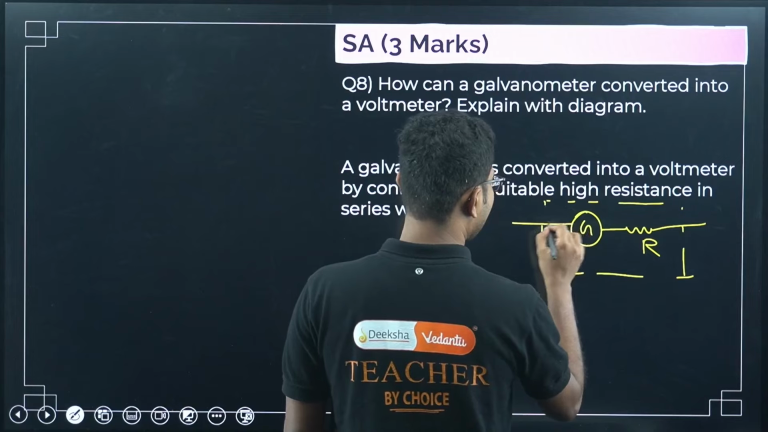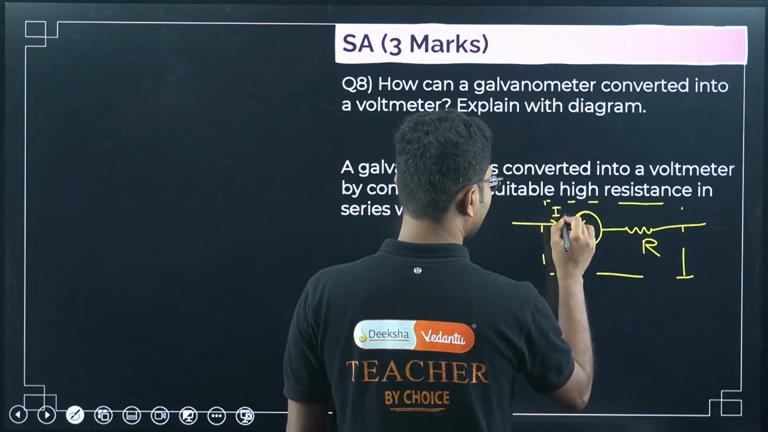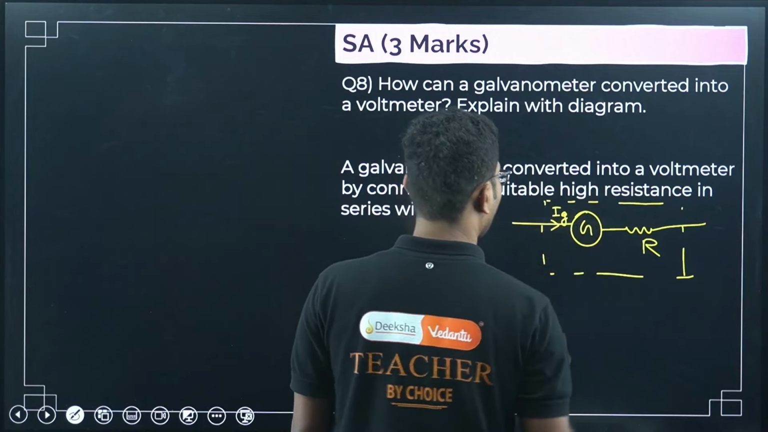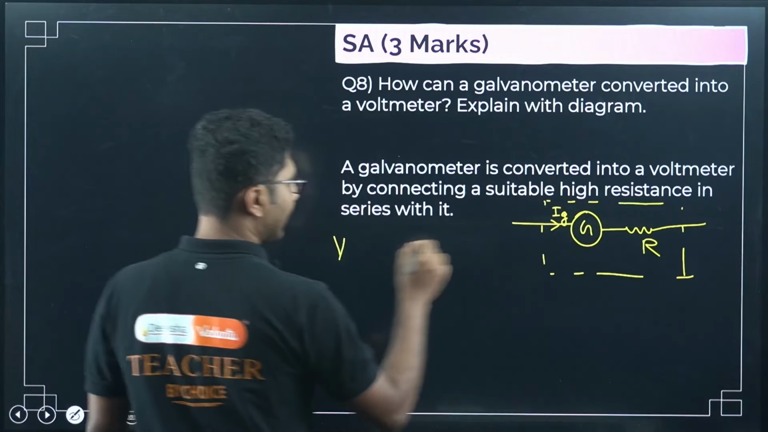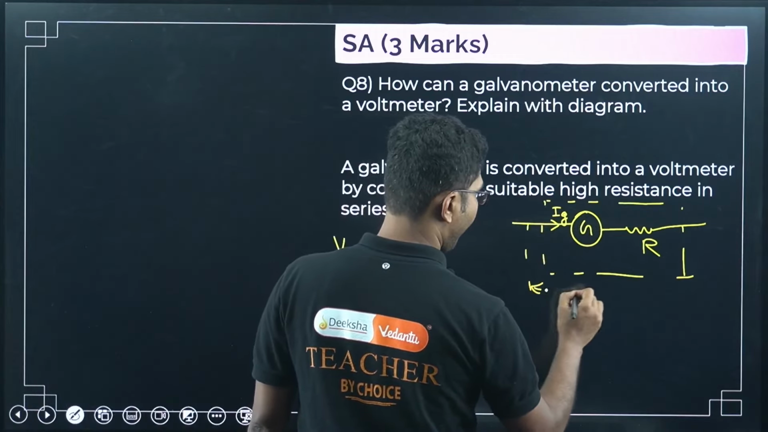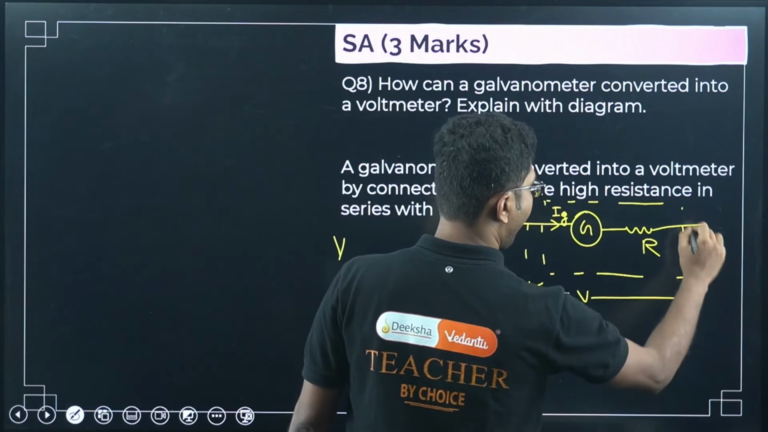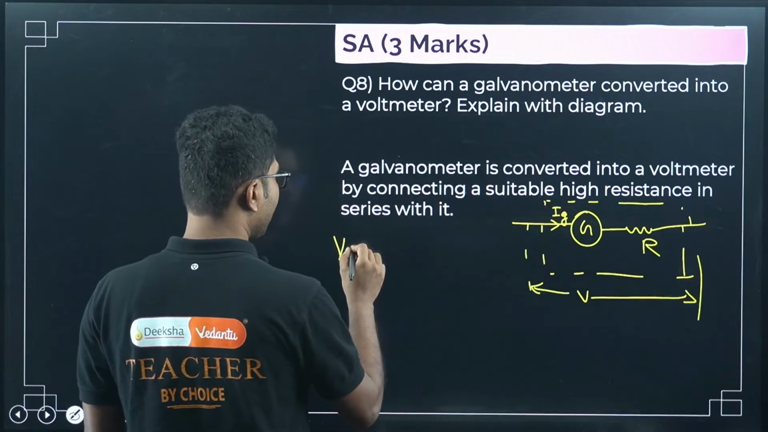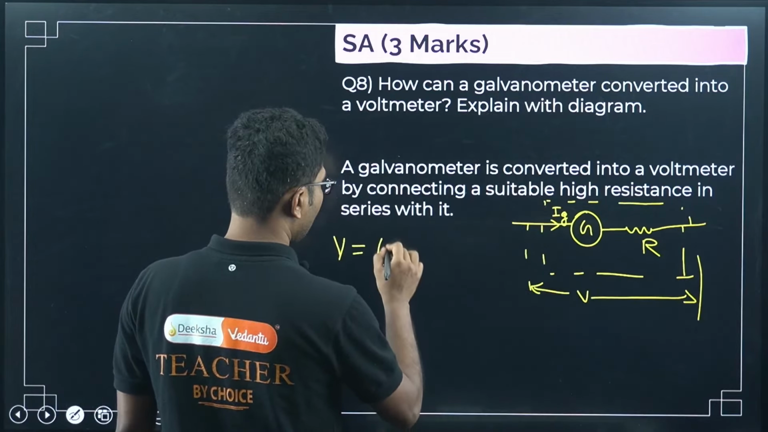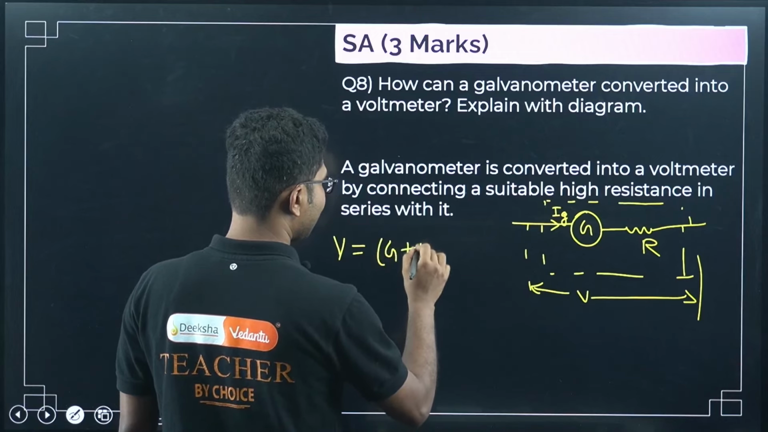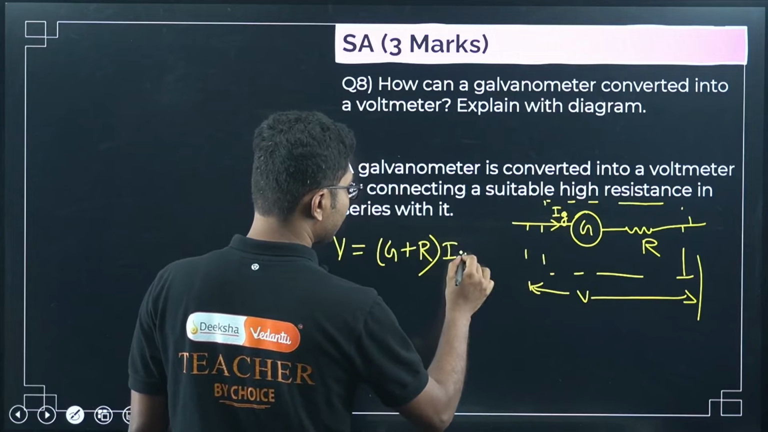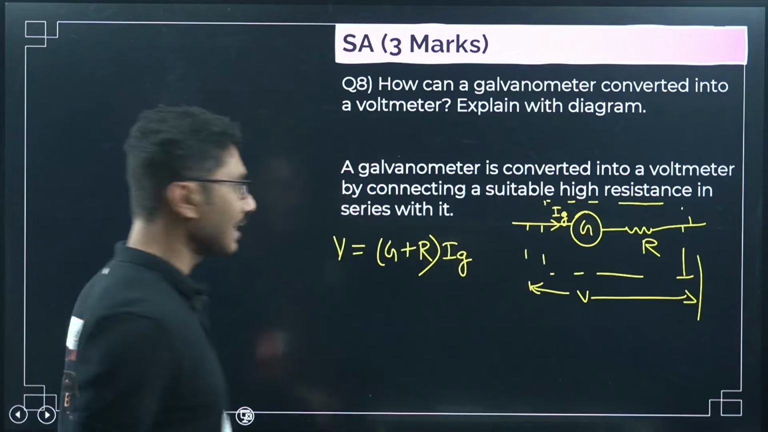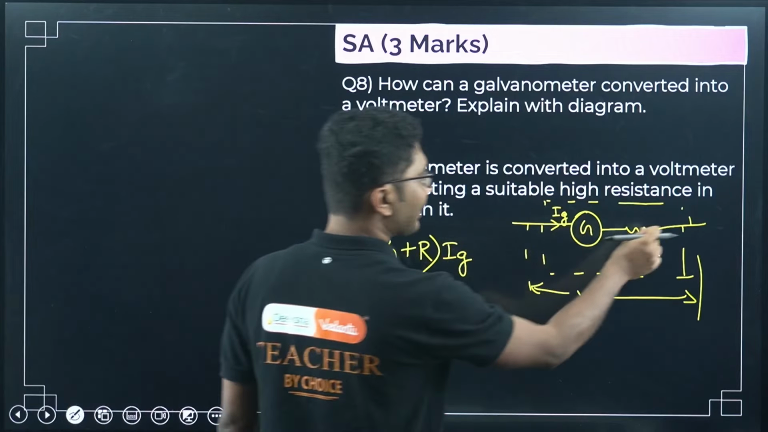Okay, now the current here is Ig. So we can say that the voltage across the entire thing is basically V equals galvanometer resistance plus external high value resistance, times Ig. V is equal to IR. Here R is G plus R.